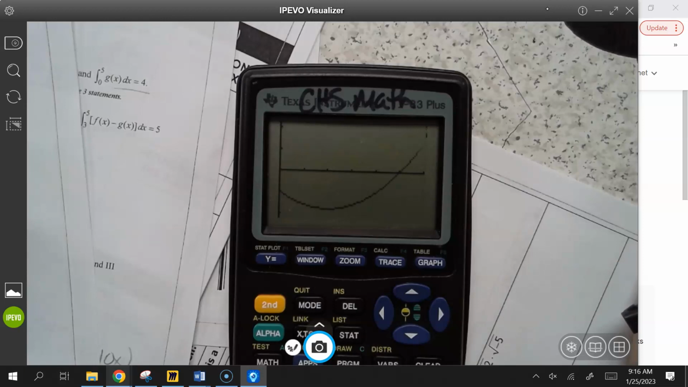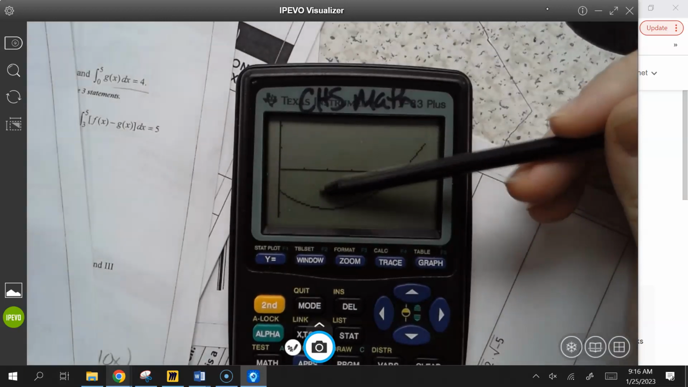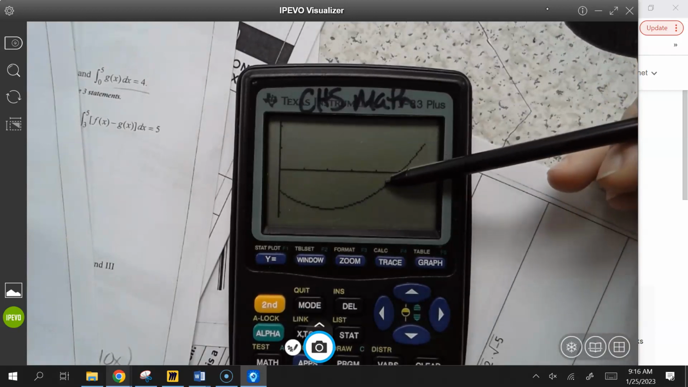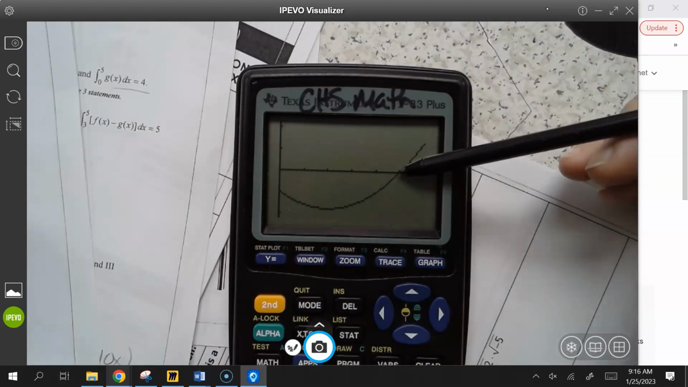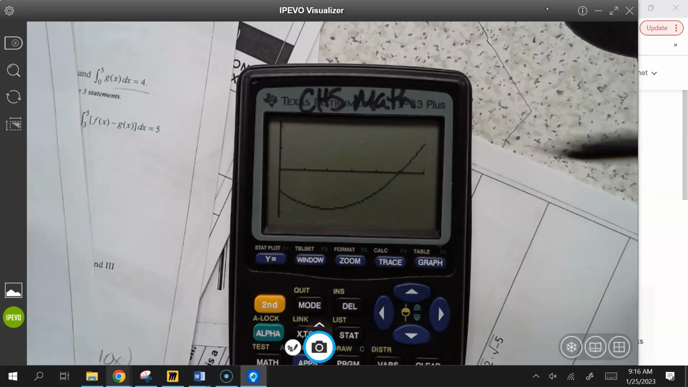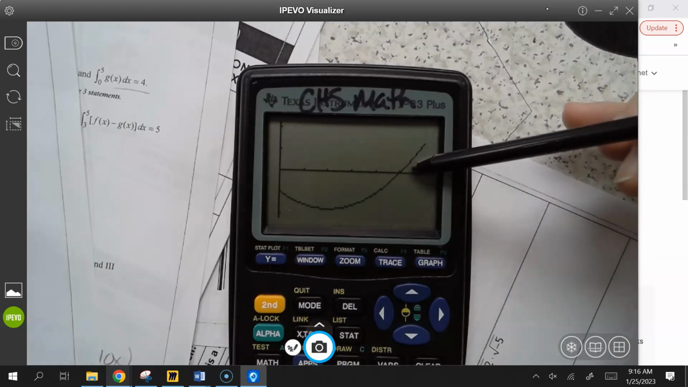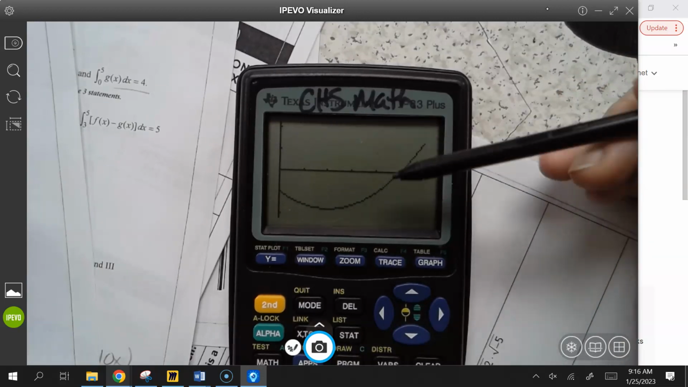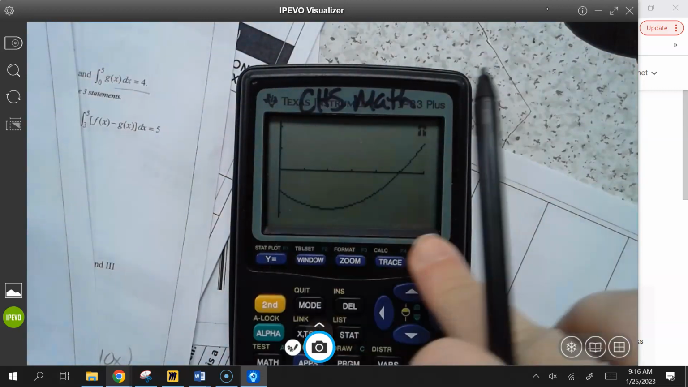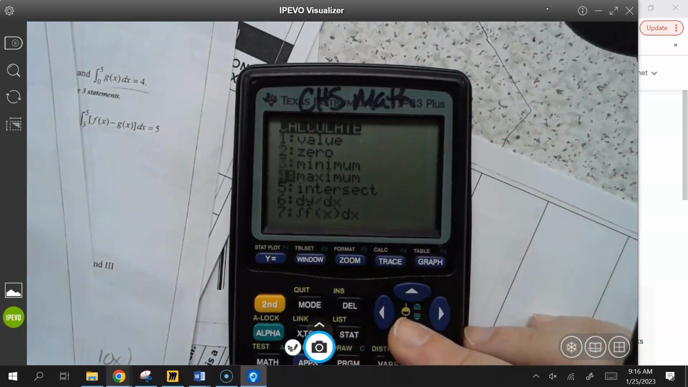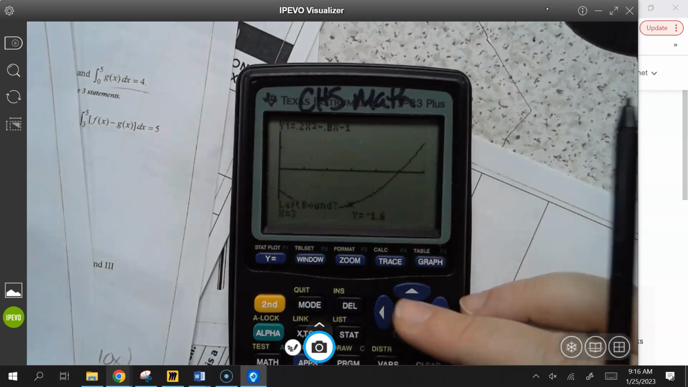Because it asked me to find area, area has to be positive. As I look at this, I've got a lot under the curve that's going to be negative, right? So I need to know this point so I can split this up into two integrals, so I can do the absolute value of this one plus the actual value of this one. To do that, I'm going to go second trace, and I'm going to find the zero.